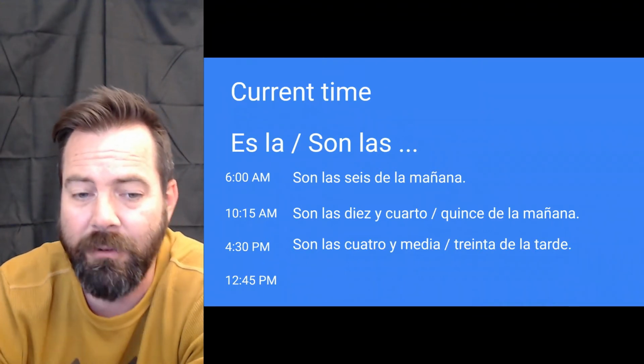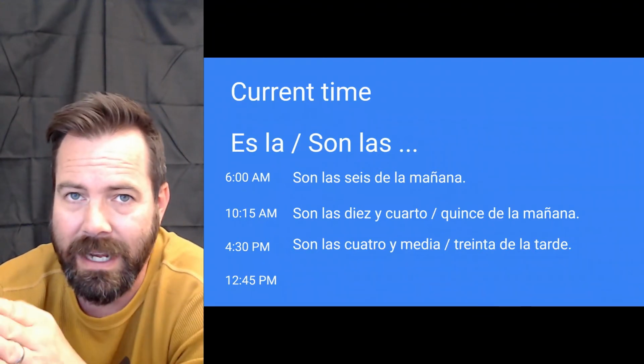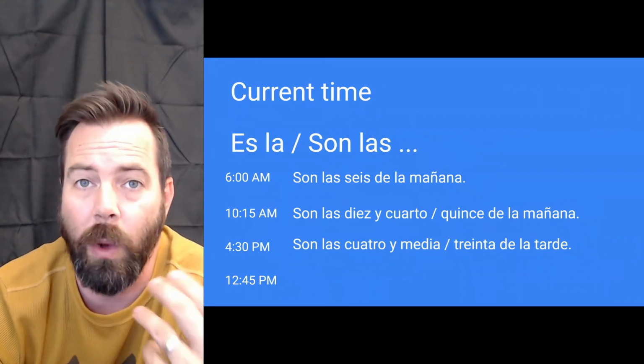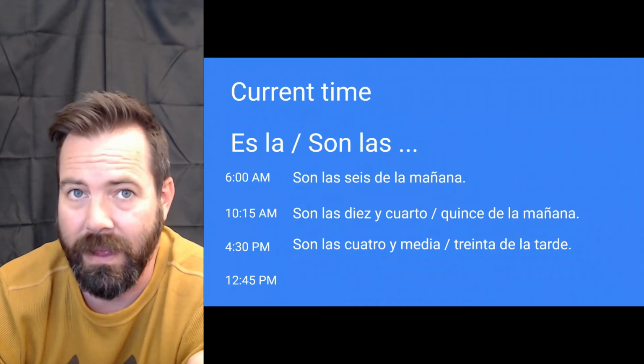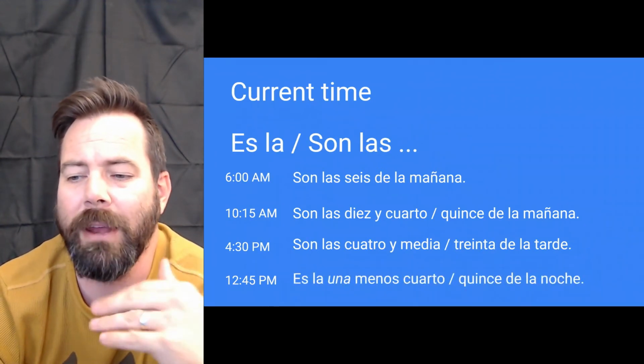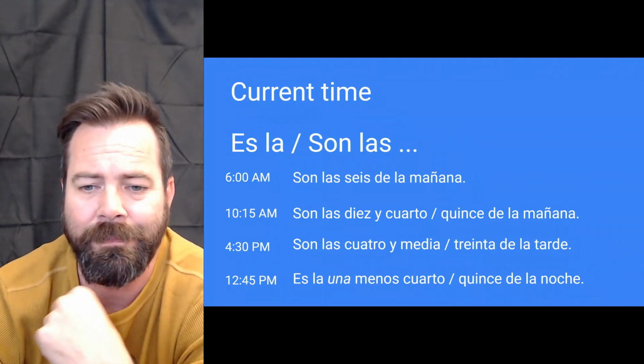So 12:45, remember, when you get close to the next hour, you refer to the next hour. So instead of 12:45, it would be 1:45. So we go back to singular for that one, right? Es la una menos cuarto, or es la una menos quince de la noche. Okay, so that was current time, like when you want to say what time it currently is.